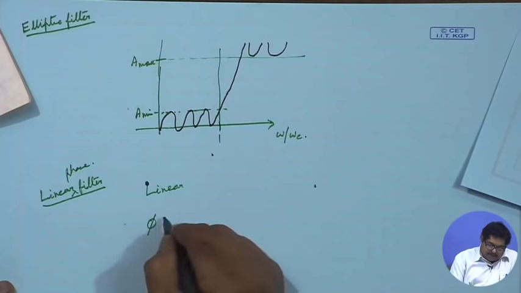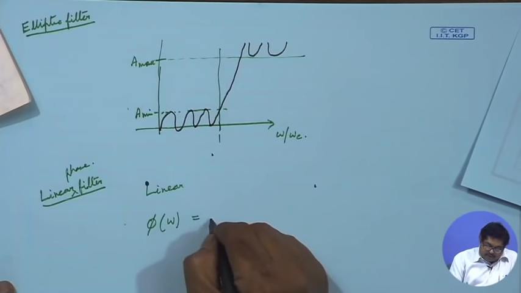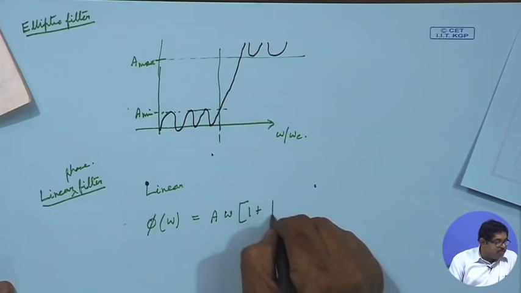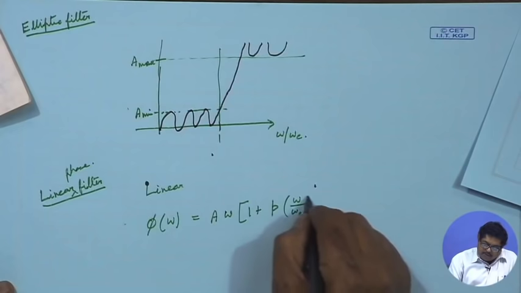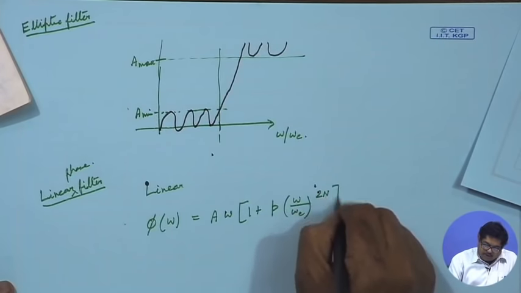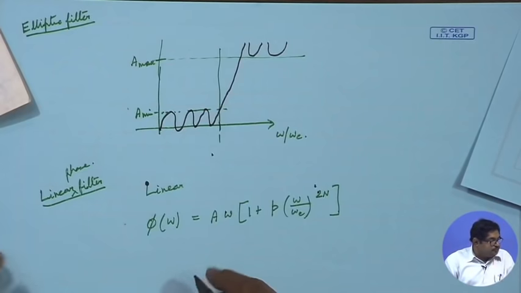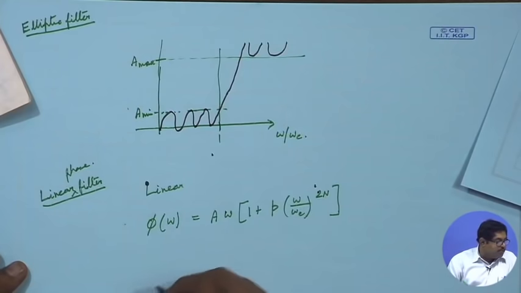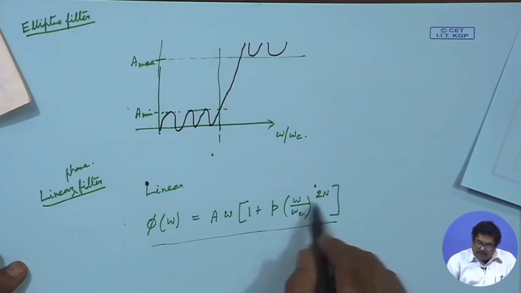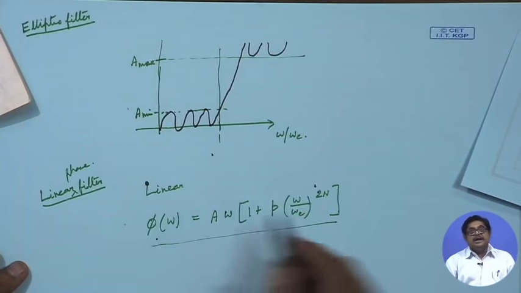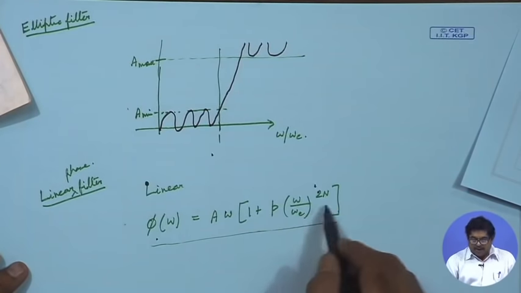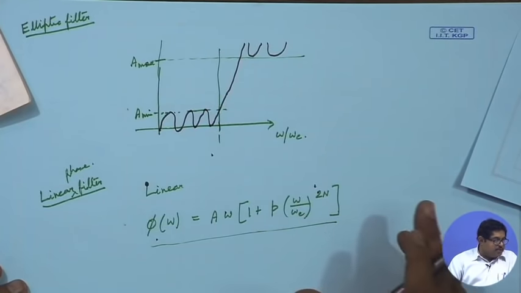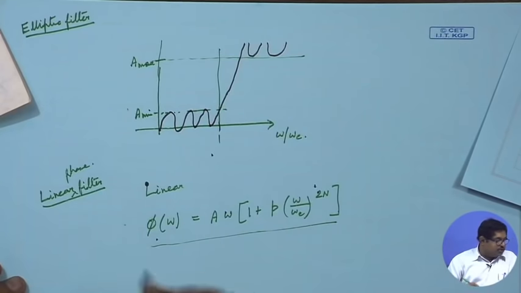So, linear phase means what? That my phase should be specified like this, 1 plus p (omega by omega c) all to the power 2n. So, we specify that p is a constant, but I should have this type of variation. So, as you can guess, in phase I am specifying a Butterworth type polynomial. This is nothing but a Butterworth type polynomial. So, this is the phase of the voltage transfer function of the filter that should satisfy this.